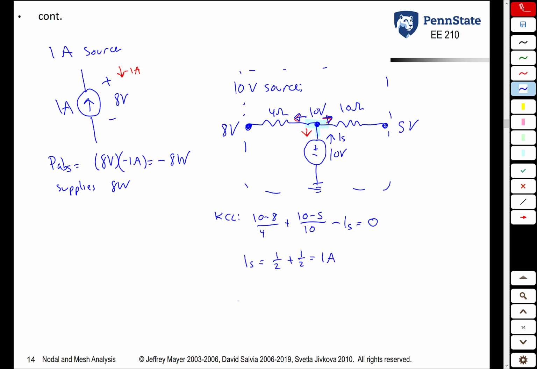Now that we know that, we can now find the power associated with this 10 volt source. The absorbed power is what? The voltage across the source times the current into the plus terminal, which was minus 1 amp. So it absorbs minus 10 watts, or supplies positive 10 watts of power.